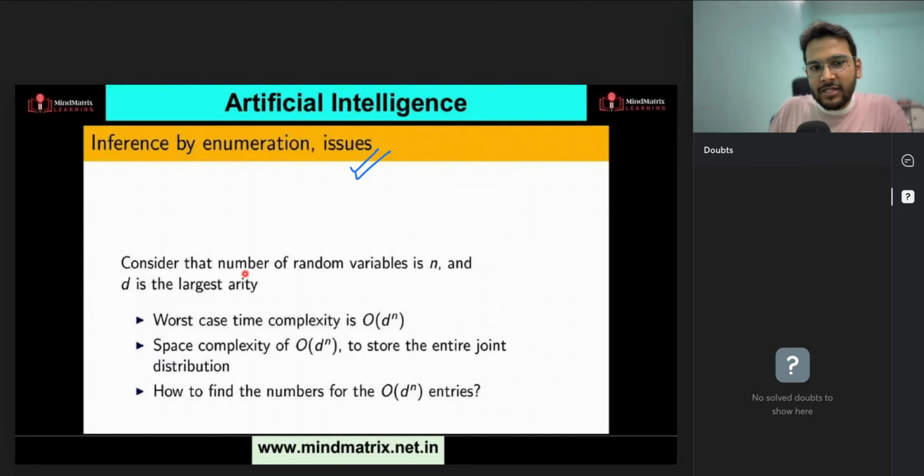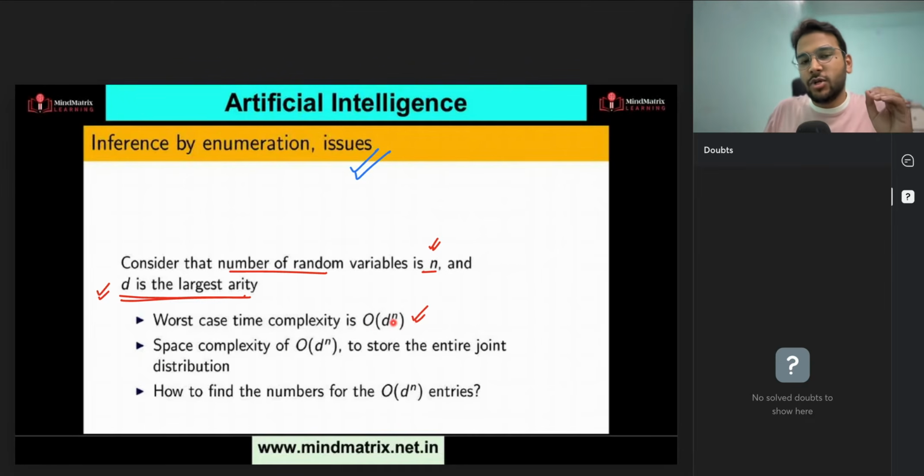So let's consider the number of random variables is n. Let's say you have n random variables and d is the largest arity. What does it mean? Let's consider the example: d means the possible values of a random variable. So we are considering that every random variable has d possible values. Let's say in case of cavity, you have two possible values, true or false. In case of toothache, you have two possible values, true or false, right? Similarly, if I have n random variables and d is the largest arity, that means the maximum number of values it can have, the worst case time complexity will be order of d raised to the power n.